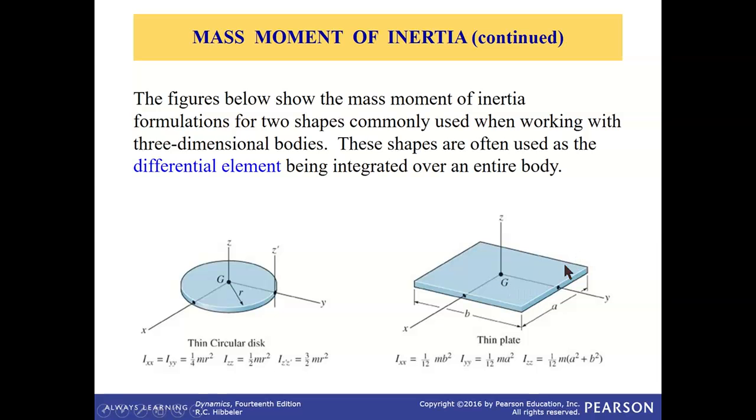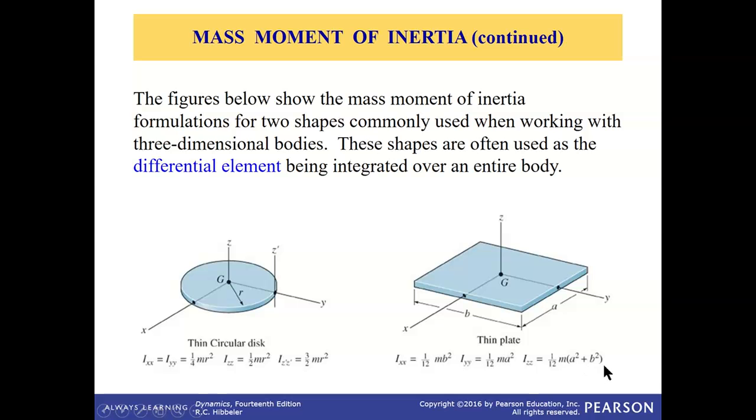While that of a rectangular plate, or thin plate, with dimensions a, b in the xy plane, where a is the length along x and b is the length along y, and the thickness can be neglected. That's why we call it a thin plate, so we don't worry about the thickness of the plate. G is the center of mass for the rectangular plate, and the z-axis is perpendicular to the xy plane. Its moment of inertia about x is 1/12 mb square, about y is 1/12 ma square, and about z is 1/12 m (a square plus b square).